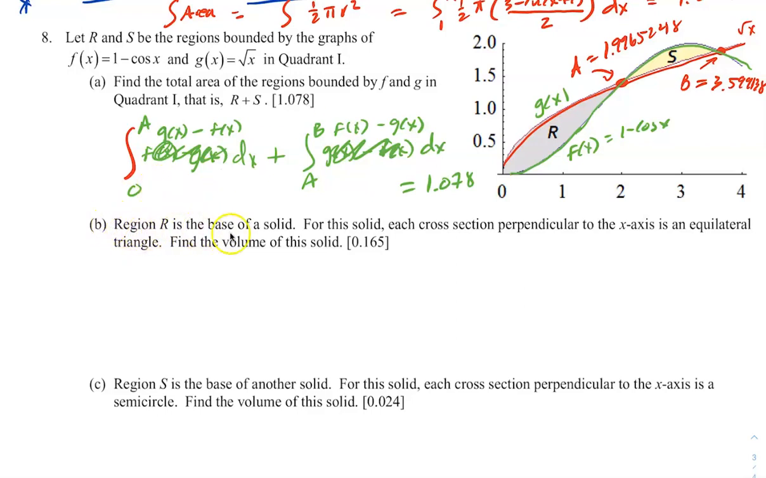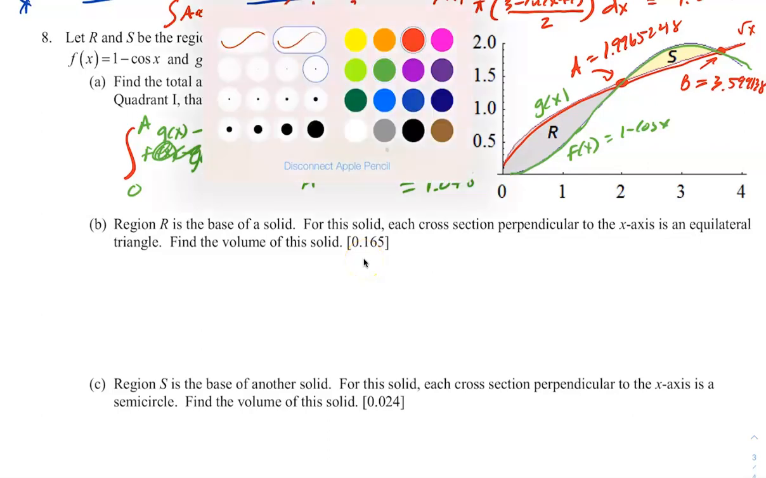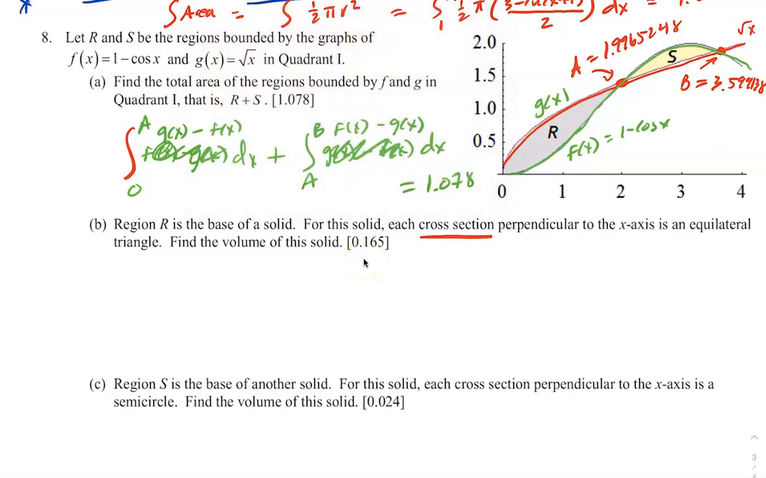B. The region R is the base of a solid. So we're only talking about R right now. For this solid, each cross-section perpendicular to the x-axis is an equilateral triangle. Find the volume of the solid. So again, anytime I see this, it's my favorite type of question. Cross-section, volume, I'm just integrating the area formula. As long as I know the area formula, it's all good. Area formula in this case is an equilateral triangle. So you just do enough of them, you start memorizing it, which is square root of 3 over 4 s squared. That's the formula.